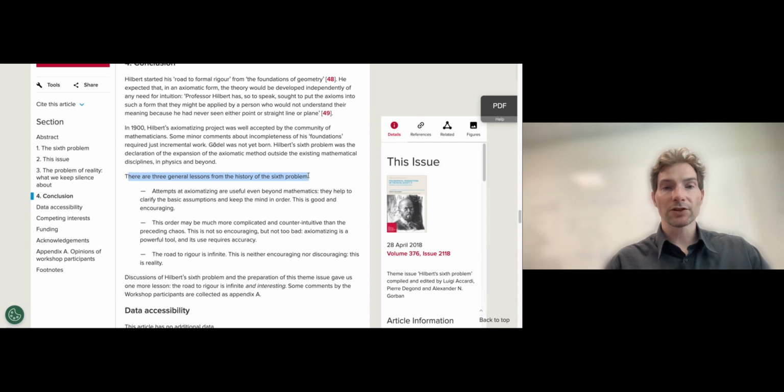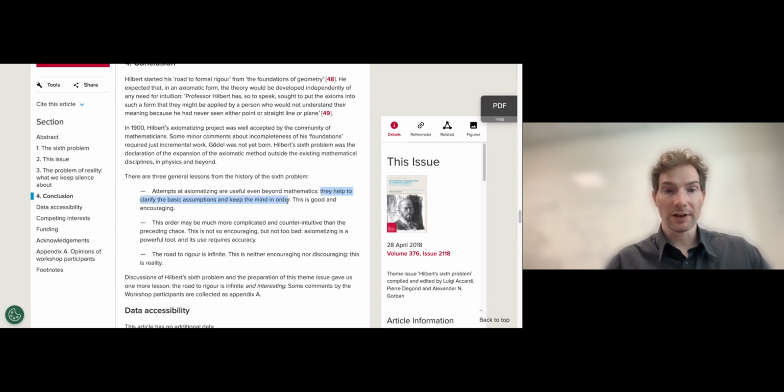There are three general lessons from the history of the sixth problem. Attempts at axiomatizing are useful even beyond mathematics. So basically that's what it means in physics. We need to clarify things so that we work on safe ground. But usually this clarification comes heavily with clarifying the mathematics. This order may be much more complicated and counterintuitive than the preceding chaos.